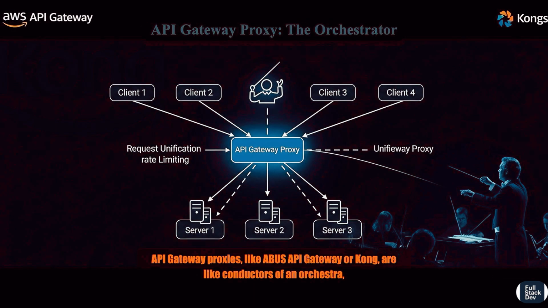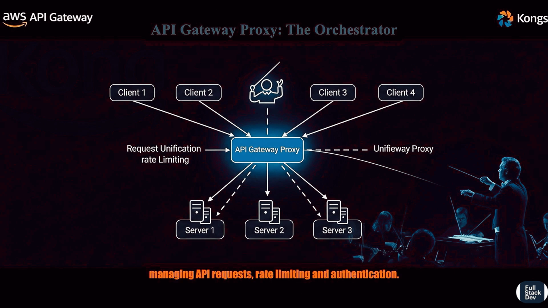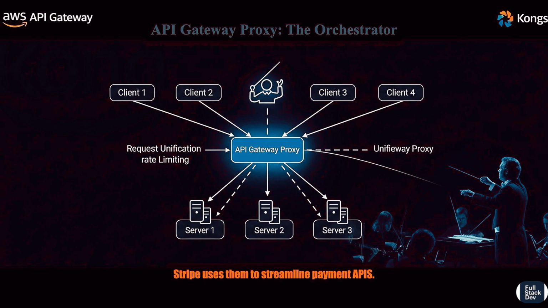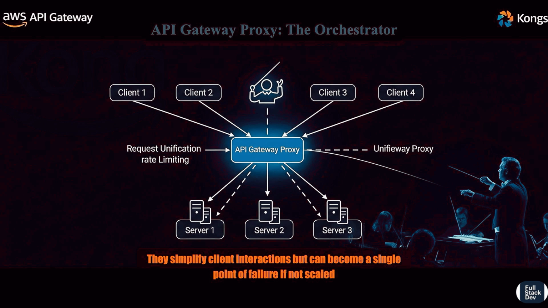API gateway proxies, like AWS API Gateway or Kong, are like conductors of an orchestra, managing API requests, rate limiting, and authentication. They unify multiple backend services into a single endpoint. Stripe uses them to streamline payment APIs. They simplify client interactions, but can become a single point of failure if not scaled properly.